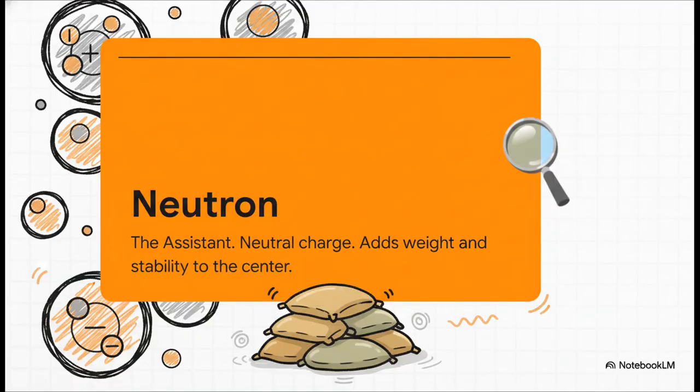Working right alongside the foreman is the neutron. This is the reliable assistant. Neutrons, as the name kind of suggests, have no charge. They're neutral. Their main job is just to add some heft, some mass, and to keep that central nucleus stable. They're like the sandbags holding the whole operation down.